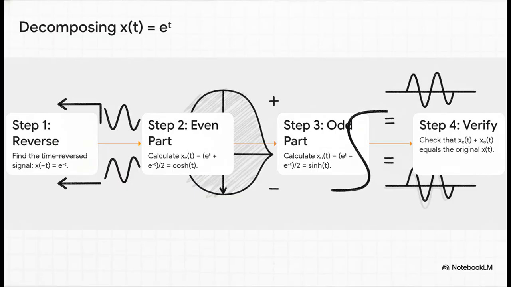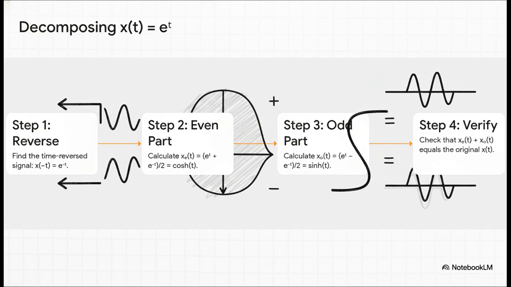Step 1, find the time-reversed signal. Easy enough. If x of t is e to the t, then x of minus t is e to the minus t. Step 2, we plug both of those into our even part formula. That gives us the hyperbolic cosine, or cosh of t. Step 3, we plug them into the odd part formula, which gives us the hyperbolic sine, sinh of t.